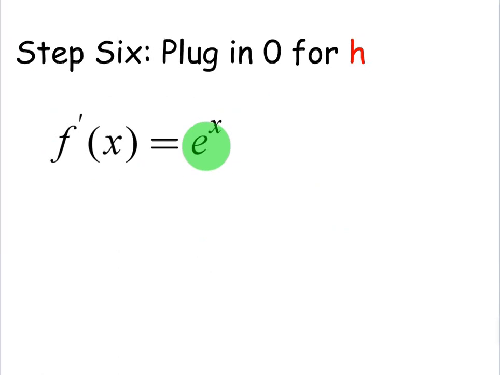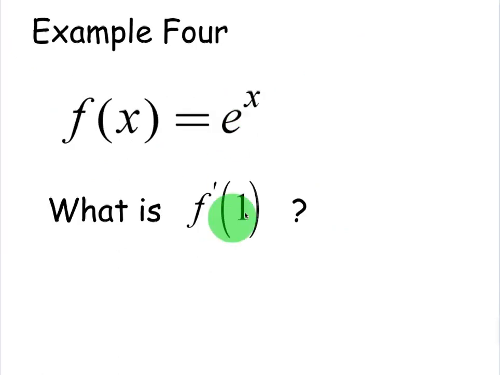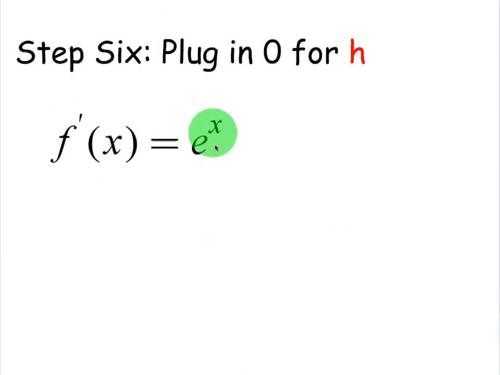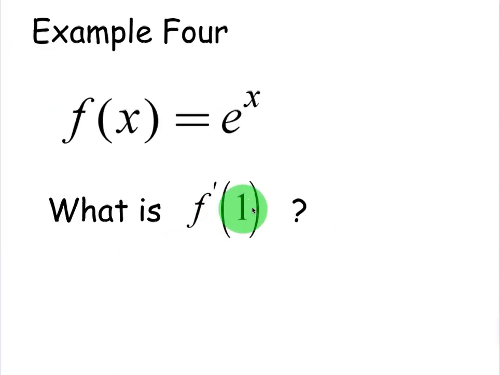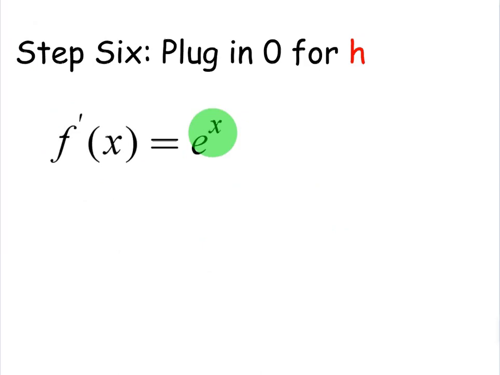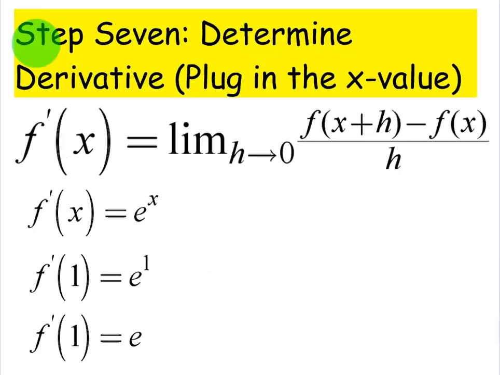And again, what does this equation mean? It means that for any given x value, say we wanted to figure out the derivative at x equals 3, we could plug in 3 for x, and the derivative would be e cubed. But for this particular example, we want to know what f prime of 1 is. So for our final step, after we figure this formula out, we're going to plug in 1 for x. So f prime of 1 is just when you plug in 1 into the derivative formula, and the answer is e. So f prime of 1 equals e.